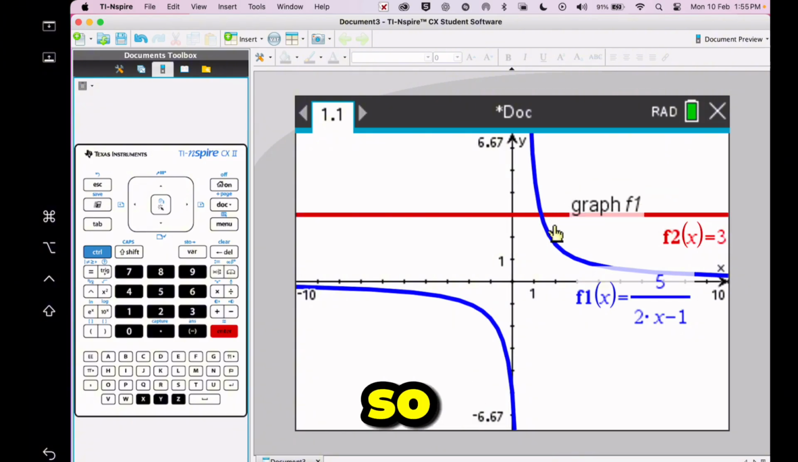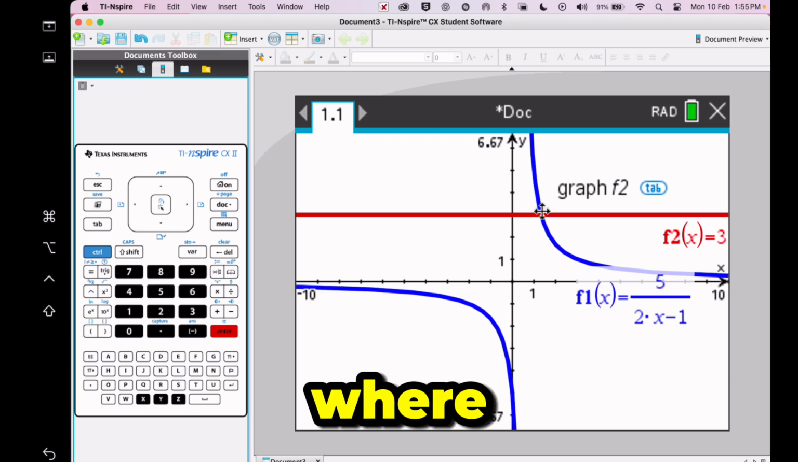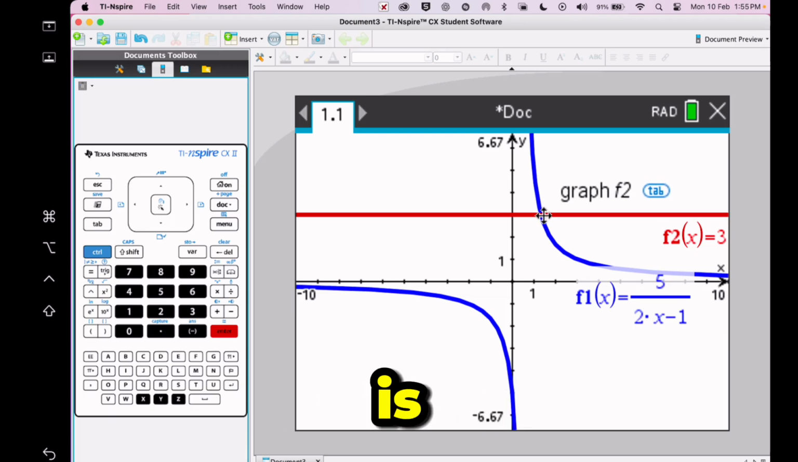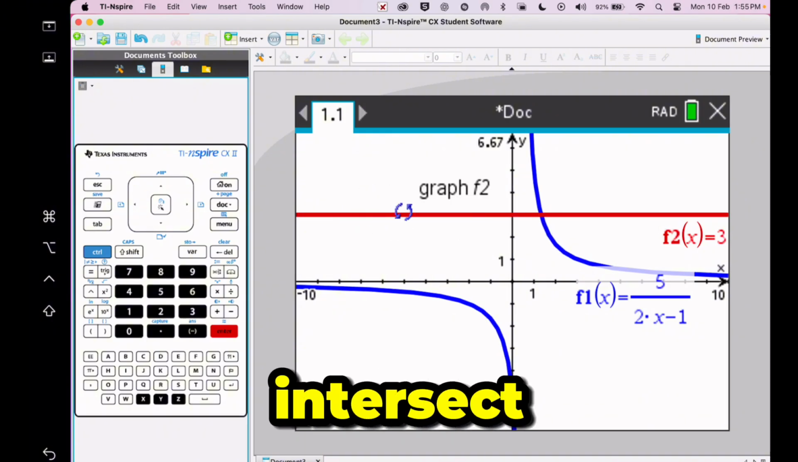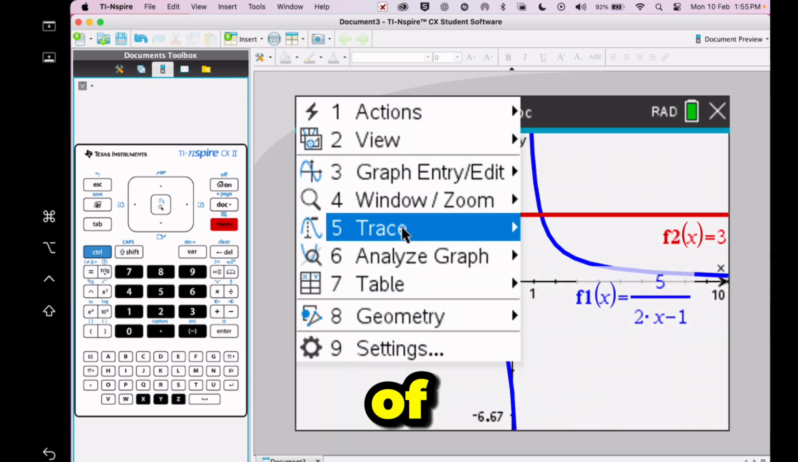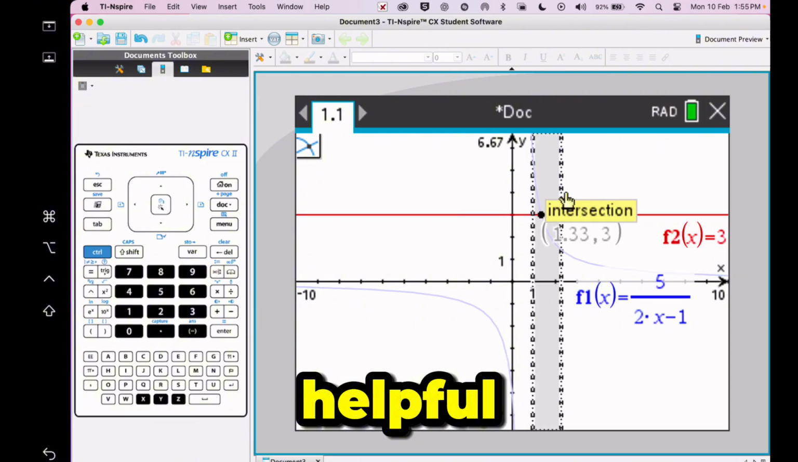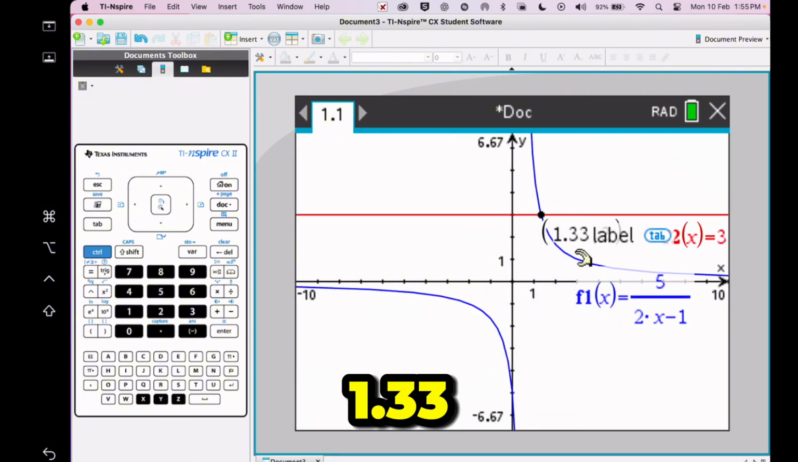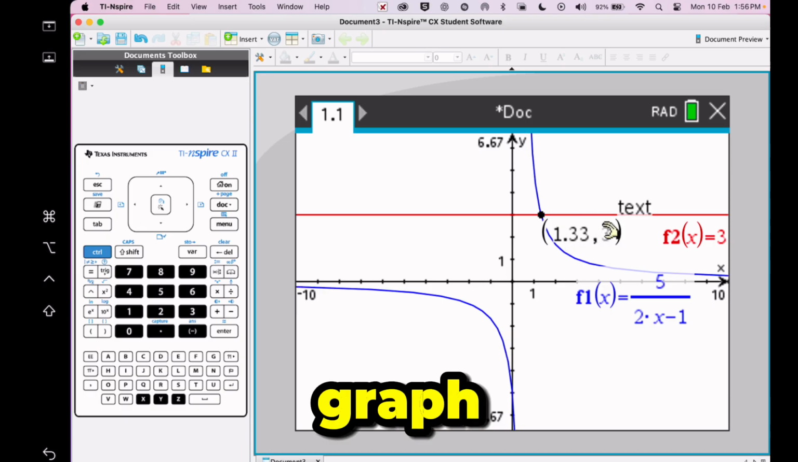Right, so if we think about that, at this point here where the crosshair is, that point is when the graph is equal to 3, and it only equals 3 at this point. See, the graph does not intersect anywhere else. So what we can do is find the point of intersection. Right, this will be helpful. Okay, so it's at 1.33. So when x is 1.33, the graph is equal to 3.